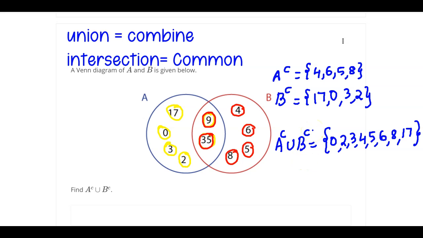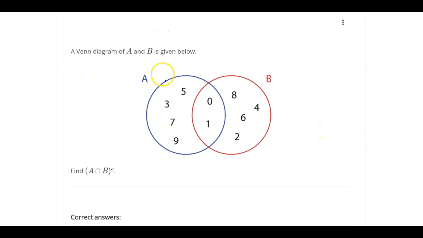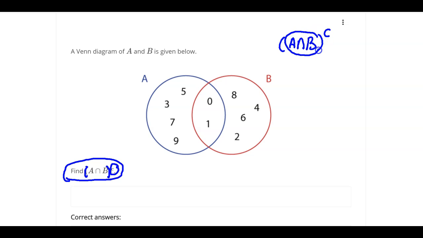Let's take a look at another problem. All right, a Venn diagram of A and B is given below. And they're asking me to find A intersection B complement. The one thing that I want you all to notice is the complement is outside the parentheses. So what you have to do is, for A intersection B complement, first find out what's inside the parentheses and then find the complement.